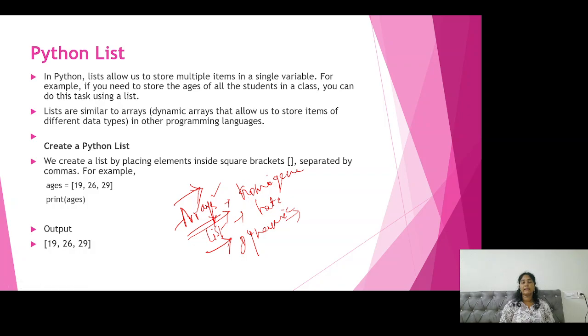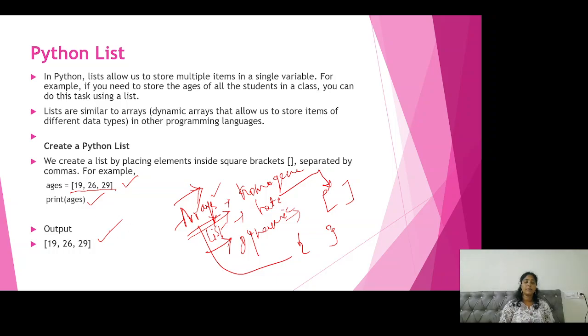Memory will be allocated dynamically, and dynamic arrays allow us to store items of different data types. For lists we use square braces; for arrays we use curly braces. See here, I have created one list, ages, having the items 19, 26, 29. Whatever elements we have specified are all of the same data type, homogeneous data items. When you try to print, it prints the items stored in ages.